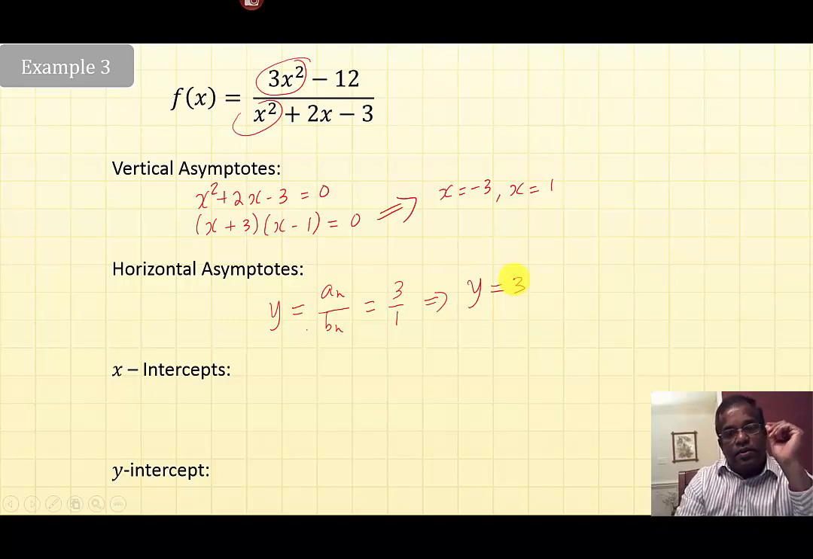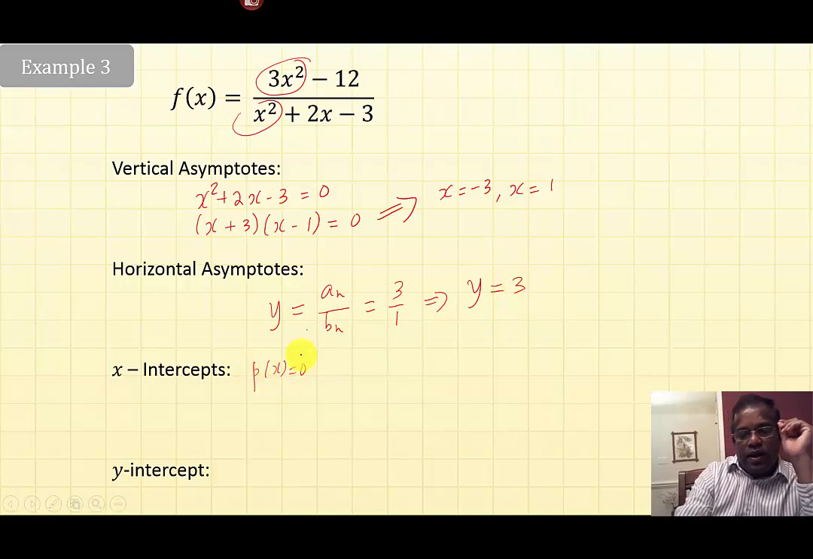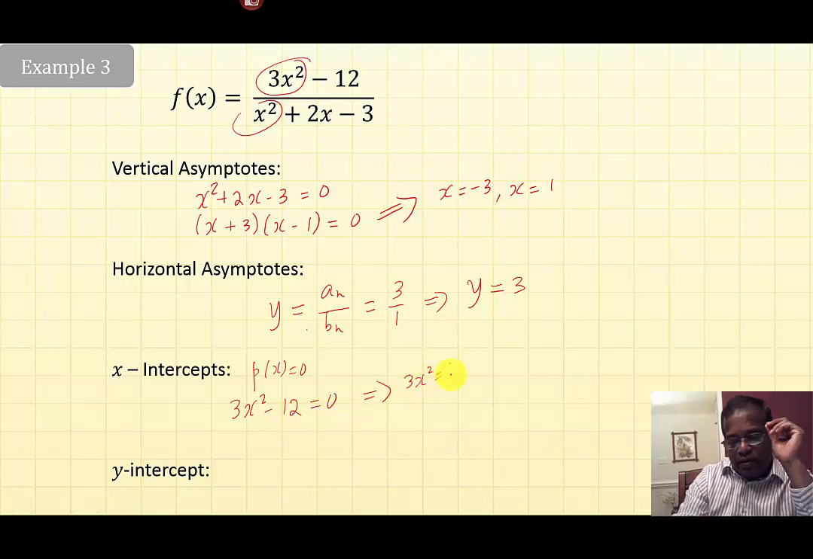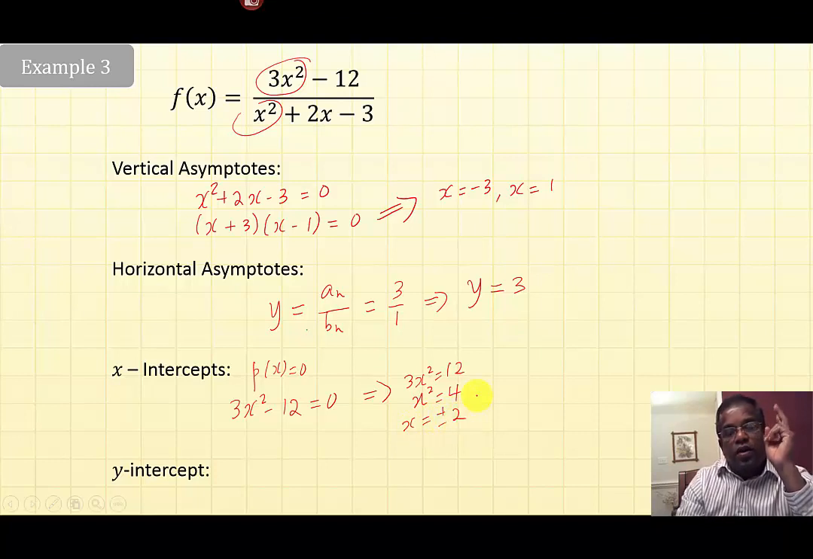Now x-intercepts. The x-intercepts are given when the numerator equals 0. Here we have 3x squared minus 12 equal to 0. So 3x squared equal to 12. x squared, the 3 cancels out, x squared equal to 4. That will give you x equal to plus or minus 2. So we're going to have two x-intercepts. One is at negative 2. The other one is at 2, because negative 2 and 2 are in the domain.